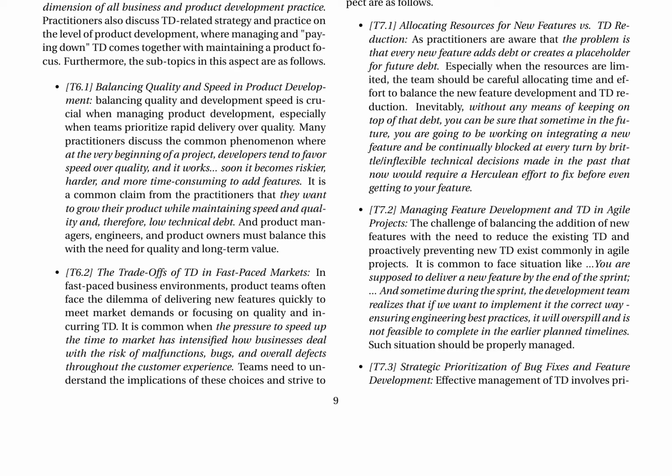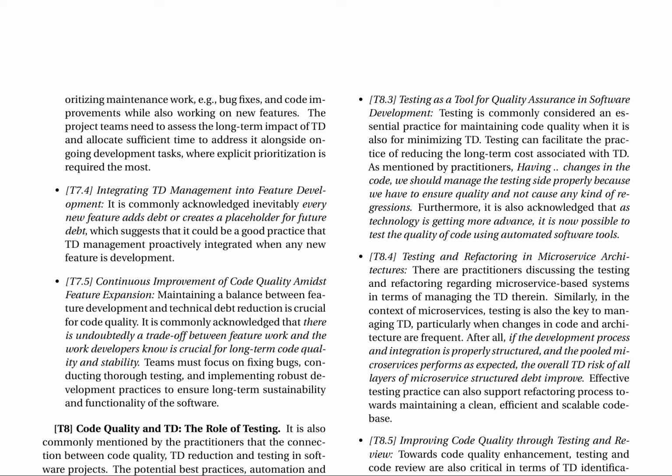In fast-paced business environments, product teams face the dilemma of delivering new features quickly or focusing on quality and incurring TD. Managing TD in product development teams requires attention from various stakeholders, including data and security engineers, managers, and senior architects. The balancing act between product quality and fast delivery often occurs, leading to shortcuts and unattended critical decisions. Effective management of TD involves prioritizing maintenance work, such as bug fixes and code improvements, while working on new features.